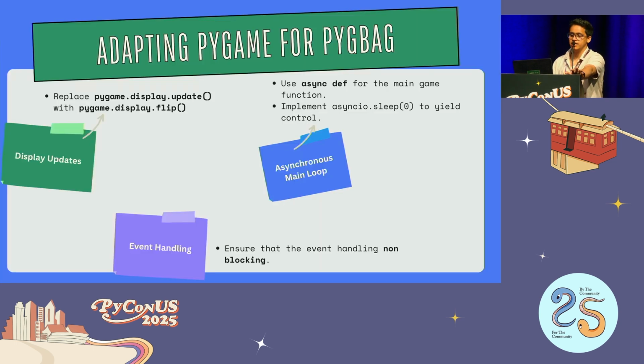How do we adapt Pygame to Pygbag? It's pretty simple. You don't have to do much. You just have to replace a few things, and the most crucial one is you change your update function to flip, because when you're working with the web, things lag a little bit more, and you don't want to swap your entire display again and again, so flip is the most efficient way to work. The second thing is your asynchronous game loop.